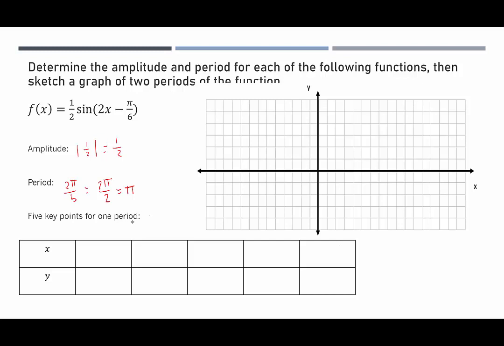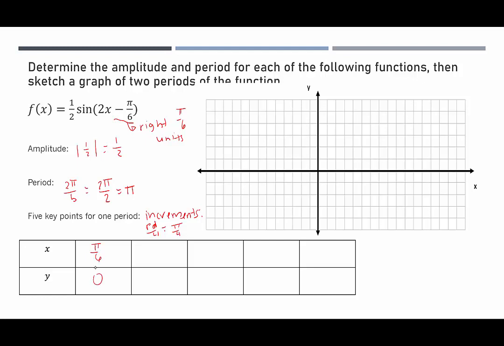The 5 key points, so we can figure out the increments. This is going to be a little bit tricky because we do have a shift here. The increments are going to be the period divided by 4. That would be pi divided by 4. So we're going to go in increments of pi over 4s. However, we do have this shift. This is shifting to the right pi over 6 units. So normally we would start at 0, 0 for a sine graph, but now we're starting at pi over 6 and then 0 since there was no vertical change. Pi over 6, 0.